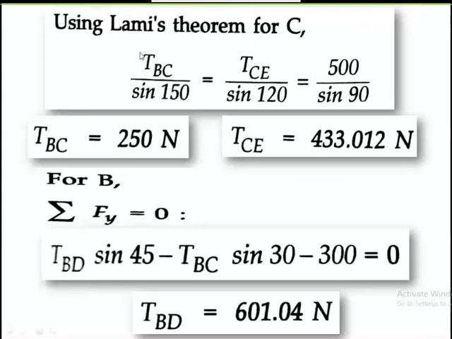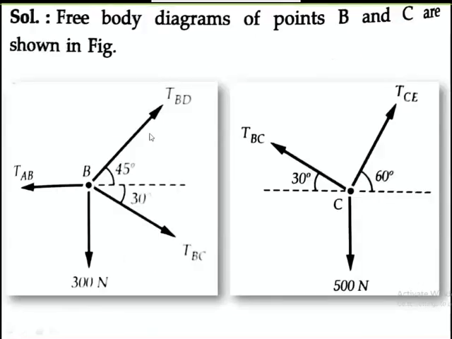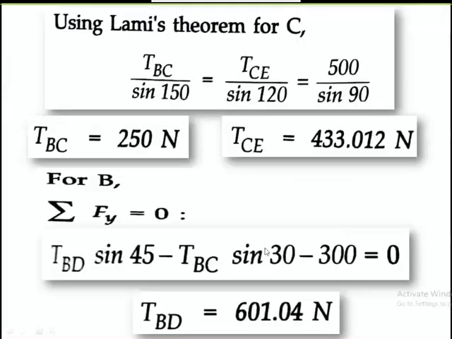We take summation of Fy equal to 0, taking all the forces in the vertical direction. This is an inclined force, so I'll resolve this one. This is plus TBD sine 45, this one is minus TBC sine 30, and this one is minus 300. You can observe the equation. So we will sum up all the vertical forces, since summation of Fy is equal to 0.